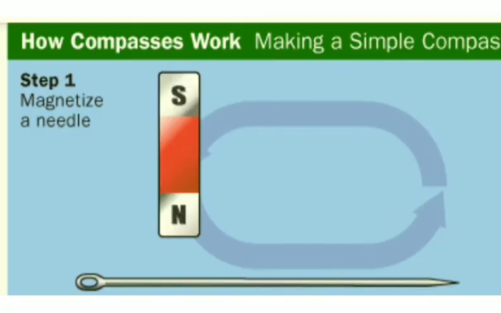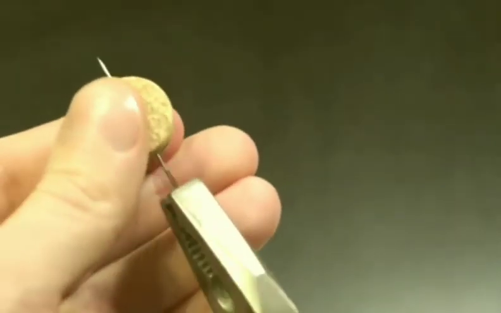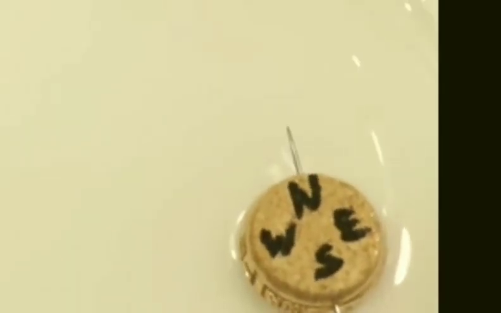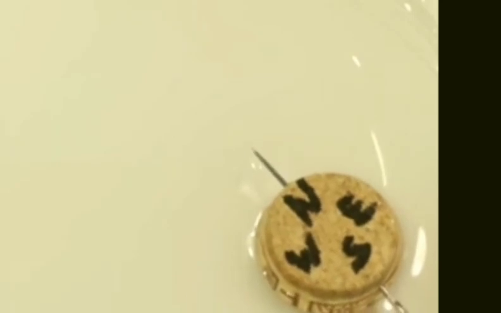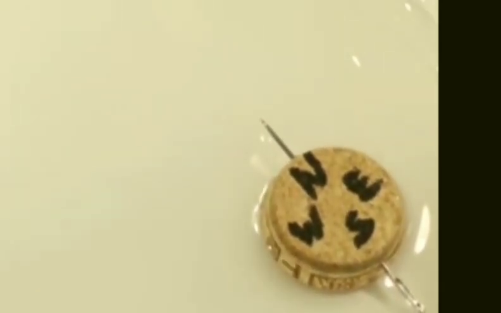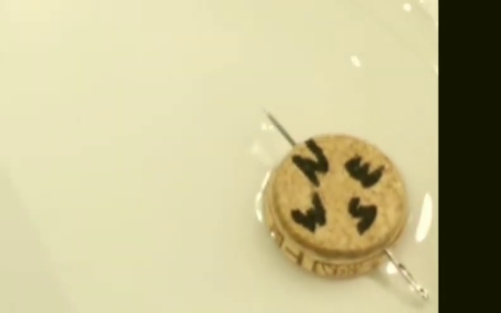Now magnetize an iron needle using a bar magnet. Now insert the magnetized needle through a small piece of cork. Let the cork float in water in a bowl or a tub. Make sure that the needle does not touch the water. Your compass is now ready to work.